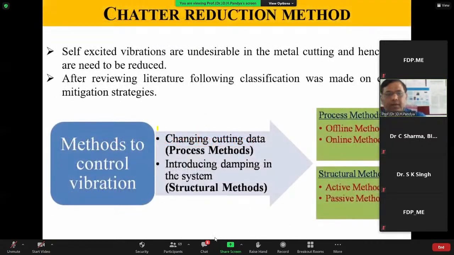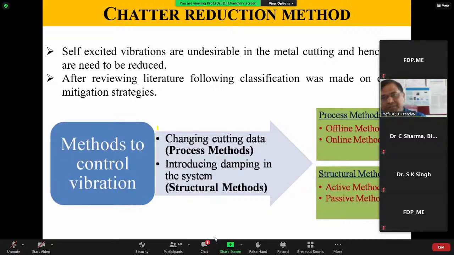Now, methods to control the vibrations. There are a number of methods, but they are broadly classified as the process method and the structural method, right? The process method is changing the cutting tool data, changing the cutting data, and the structural method introduces damping, the structural parameters. The process method gives the offline method and the online method, and the structural method is further classified as the active method and the passive method.